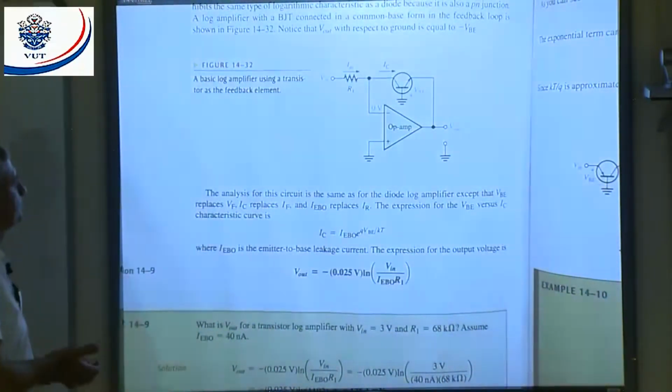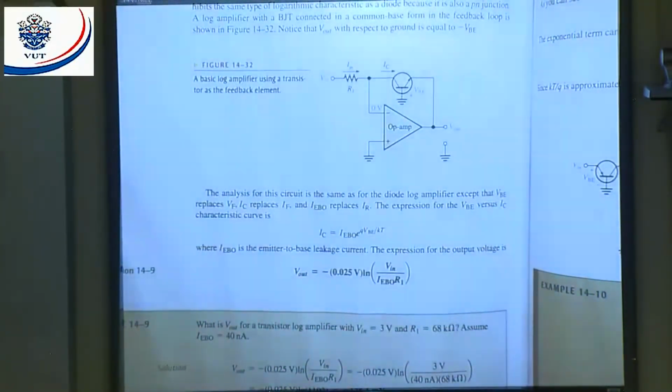And again, IEBO is my leakage current, already mentioned. IC and IN, what can I say about IC and IN? They're going to be equal.